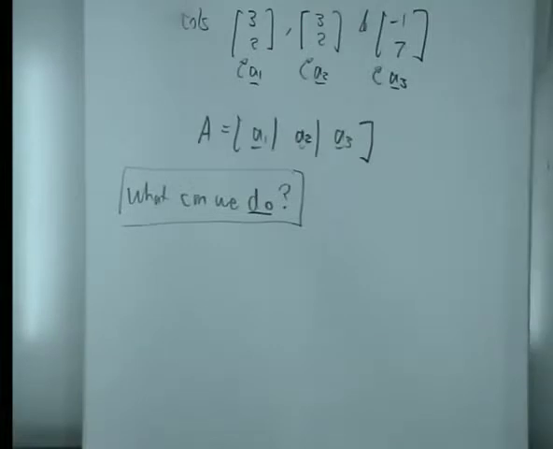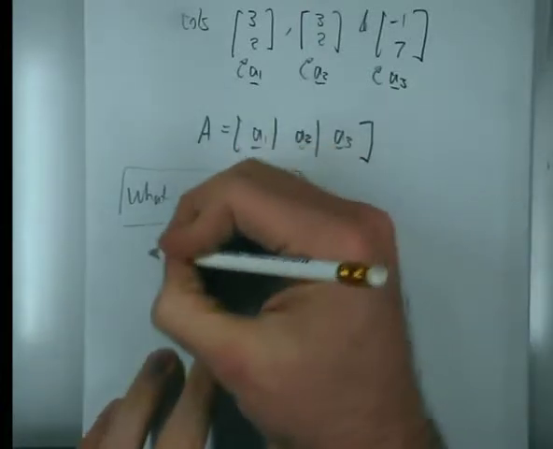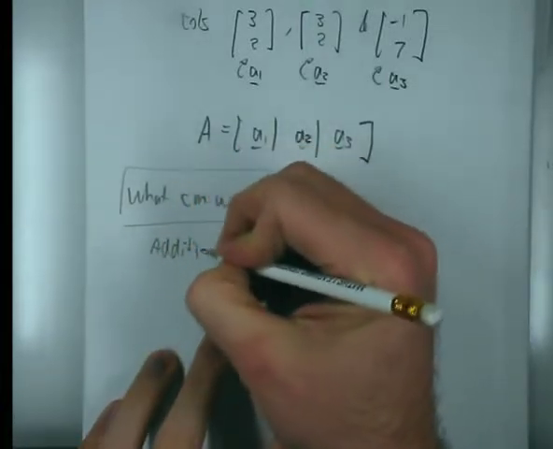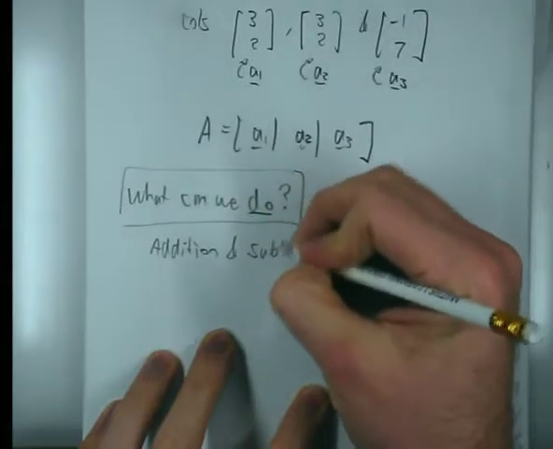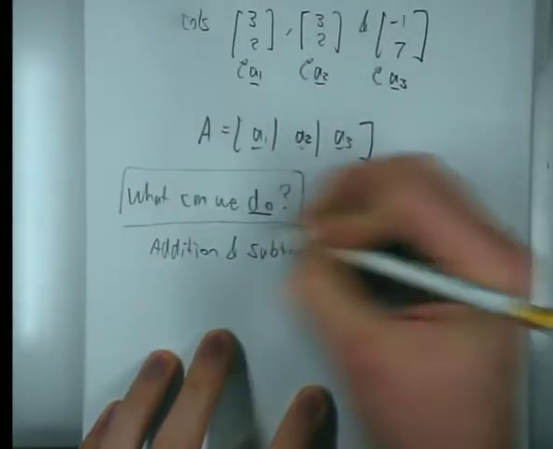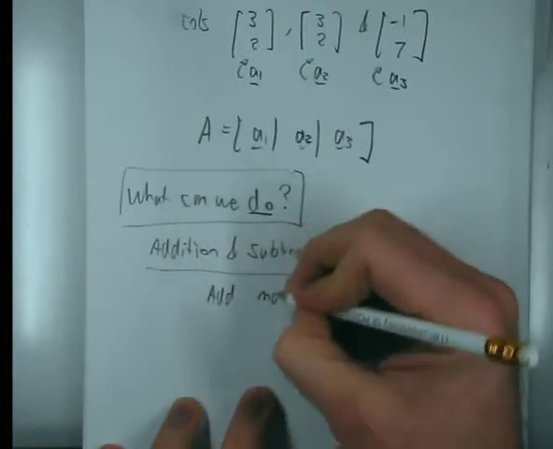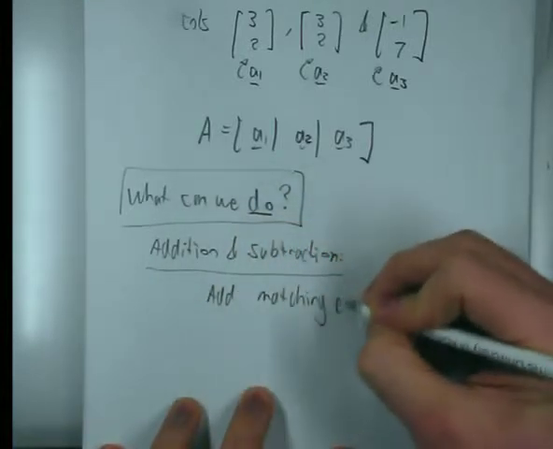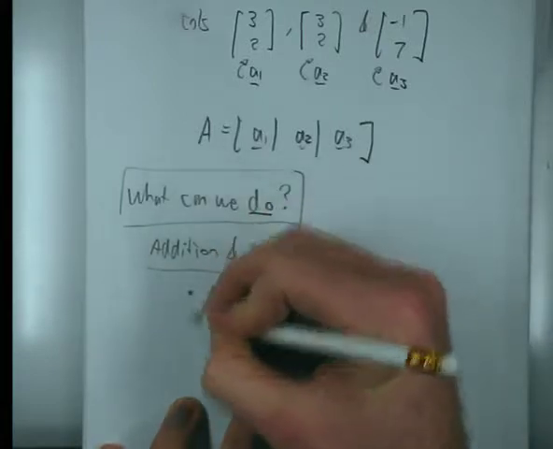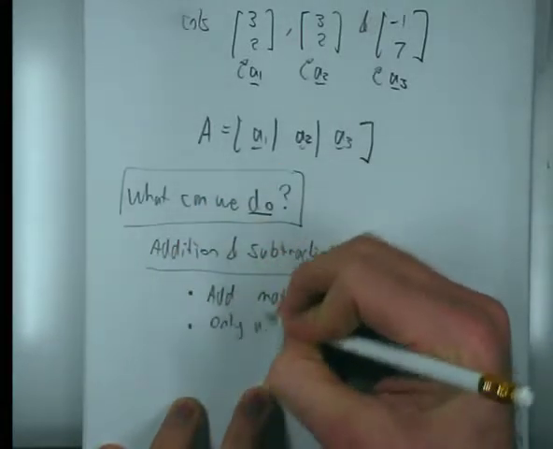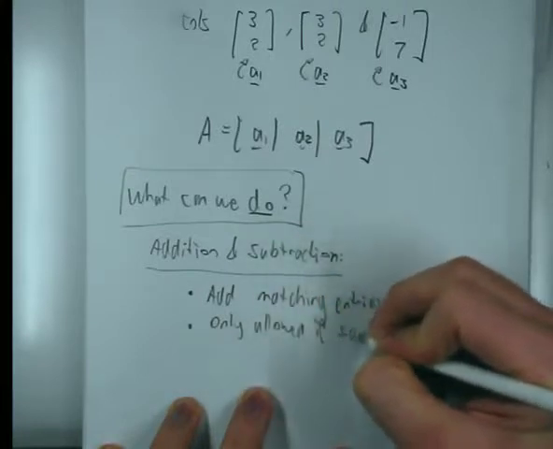Well, we should do the ones that compare to ordinary numbers first. So the things that we can do are addition and subtraction. That's our first thing that we can do. And in order to add or subtract matrices, they have to be the same size, and I just add each entry separately. All the matching entries are added up separately. So add the matching entries, and it's only allowed if the same size.